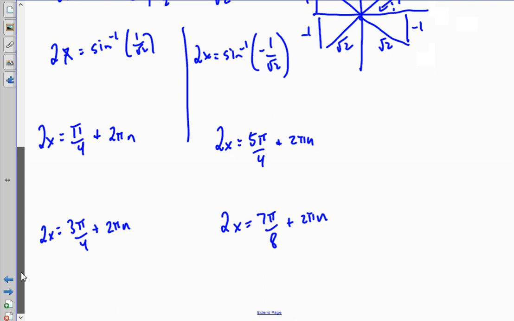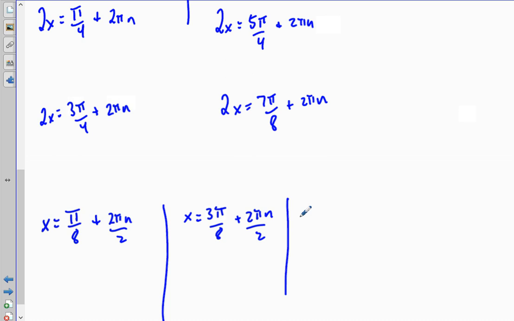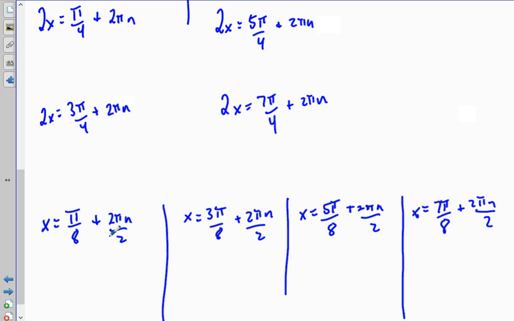Okay, so now we have all these set up, and we're going to divide by 2 on both sides. When we do that, this turns into x equals pi over 8 plus 2 pi n over 2. We'll have this other one, x equals 3 pi over 8 plus 2 pi n over 2. Then we have x equaling 5 pi over 8 plus 2 pi n over 2. And then the fourth one, we're going to have x equaling 7 pi over 8. I don't know why I have an 8 right there, it should be 7 pi over 4. I apologize for that, hopefully you figured it out. Plus 2 pi n over 2, and that's what we have right there.